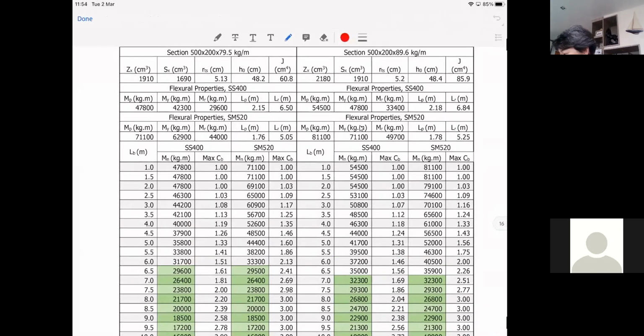Okay, 500 by 200 by 89.6, and that number is for SM520. You can look at MP. So that's roughly 40,500 multiplied by CB equal to 2. So that tells you that, see here, 6 meters, that's your moment, and that's 2. If you have CB exceeding 2, your moment will exceed MP. So that's the meaning of it.